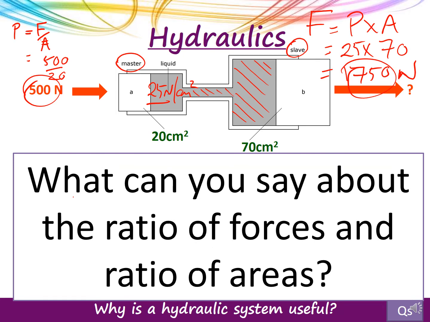What's interesting is that the ratio of forces and the ratio of the areas are the same. If you think about it, the force at the beginning to the force at the end is 1 to 3.5 times bigger. 500 is 3.5 times smaller than 1,750. And if you look at the areas, 20 and 70, you can also fit that into the same ratio as 1 to 3.5 times bigger.